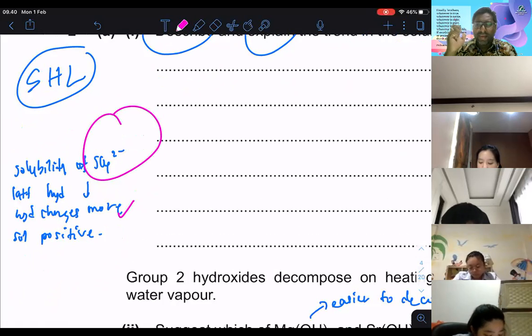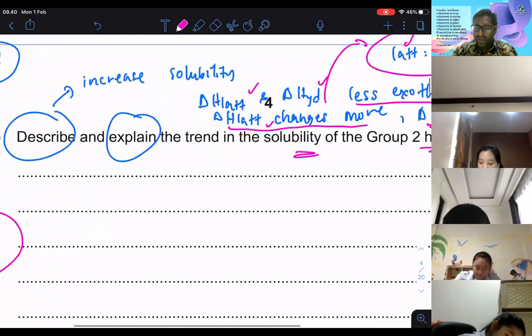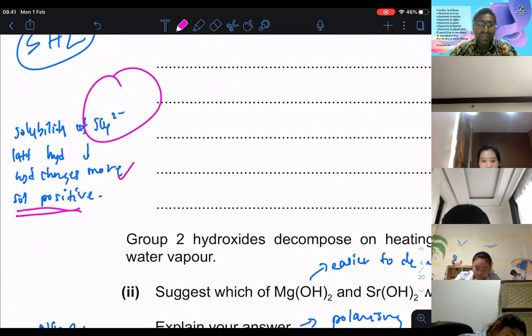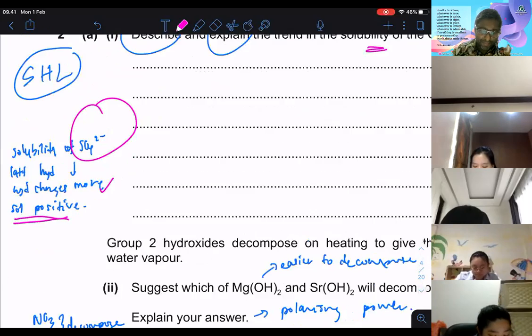Why? This is again related to the size. SO4 2- is actually bigger compared to M2+. In this case, the hydration changes more. And what happens when the hydration changes more? Based on the equation that we looked at over here, your enthalpy of solution becomes positive. And when this becomes positive, you can say that this is going to become less soluble. This is something that you need to remember.